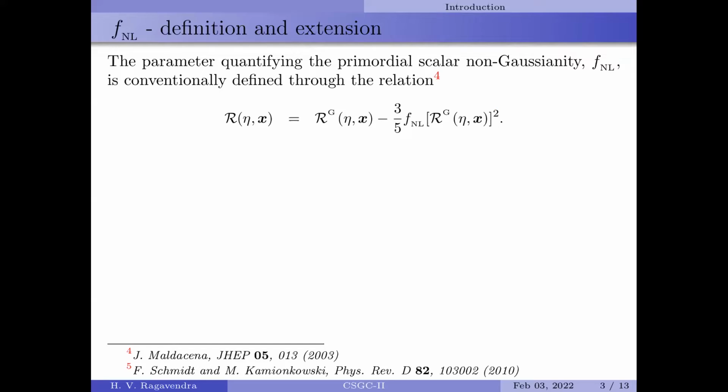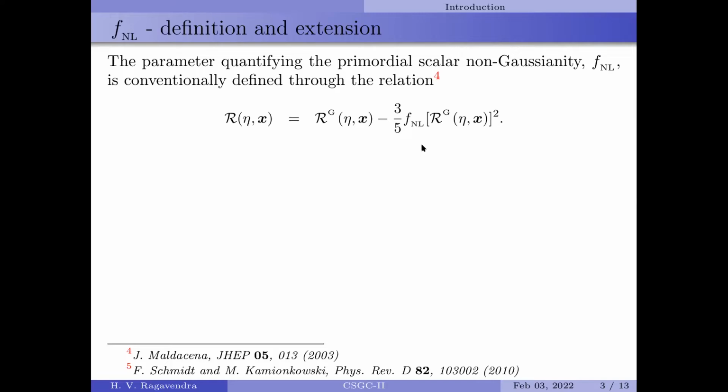So the scalar non-Gaussianity is typically defined through this parameter FNL, through this definition, where R is the scalar perturbation in real space, and R_G is the Gaussian part of the perturbation, and the second term is the non-Gaussian part, where FNL sits as a dimensionless parameter quantifying the non-Gaussianity. What is interesting to note is that it is a dimensionless parameter. Also, it is independent of any scales involved in this definition.